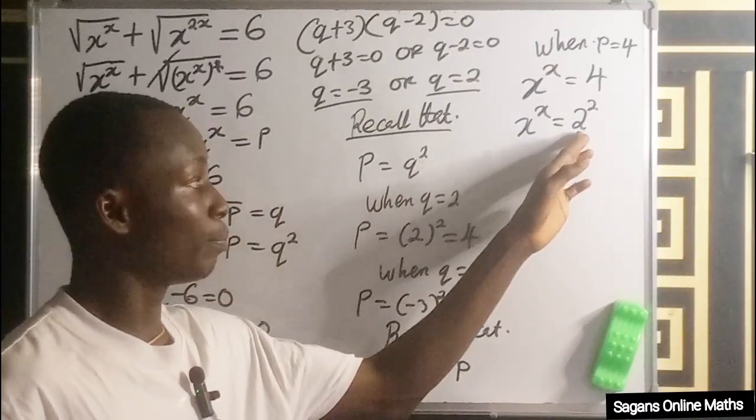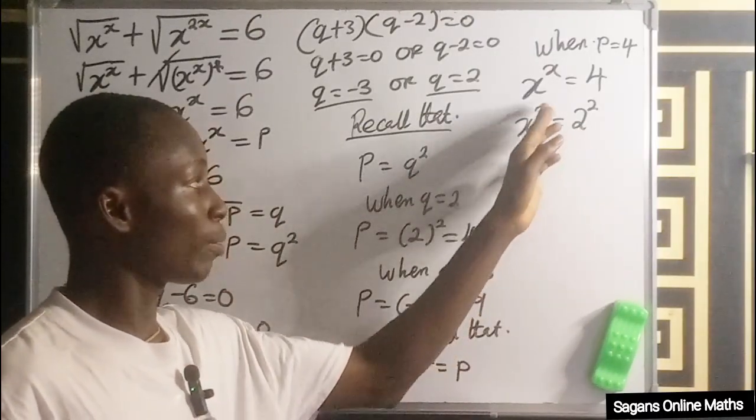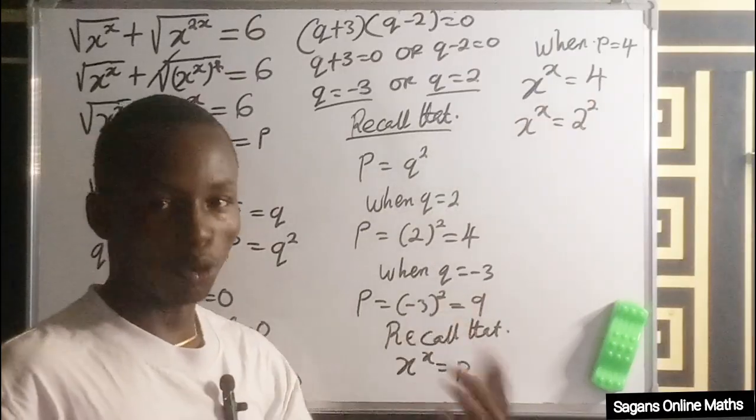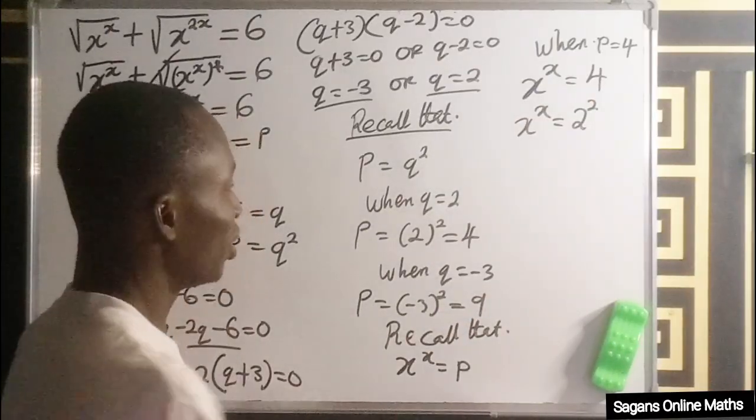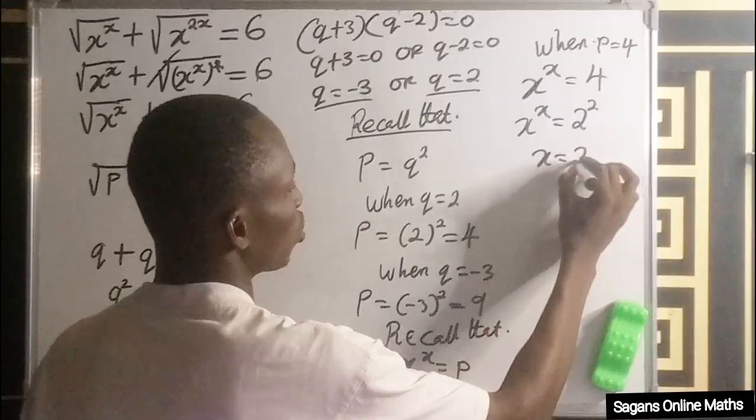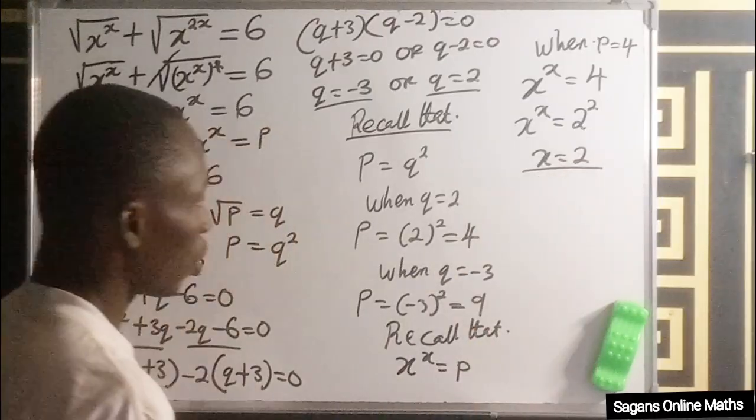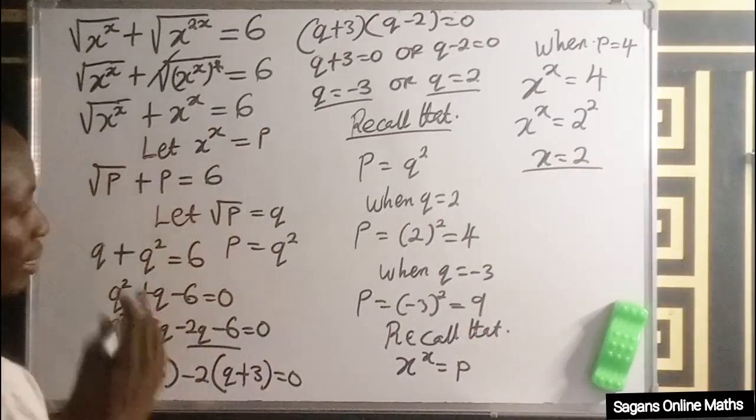that the base here is 2, the base here is x, the power here is x, the power here is 2. So you can conclude that our x is equal to 2. So that means our x is equal to 2. This is one of the values of x that satisfy this equation.